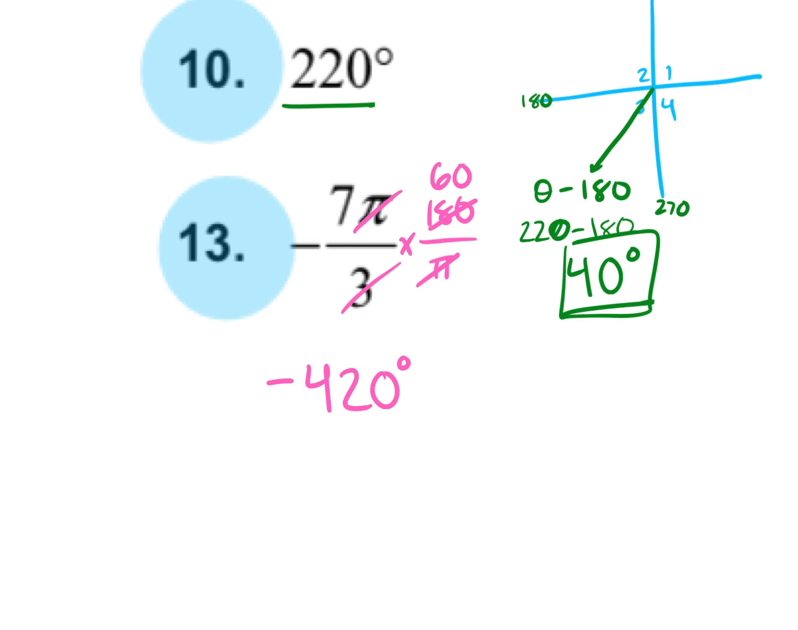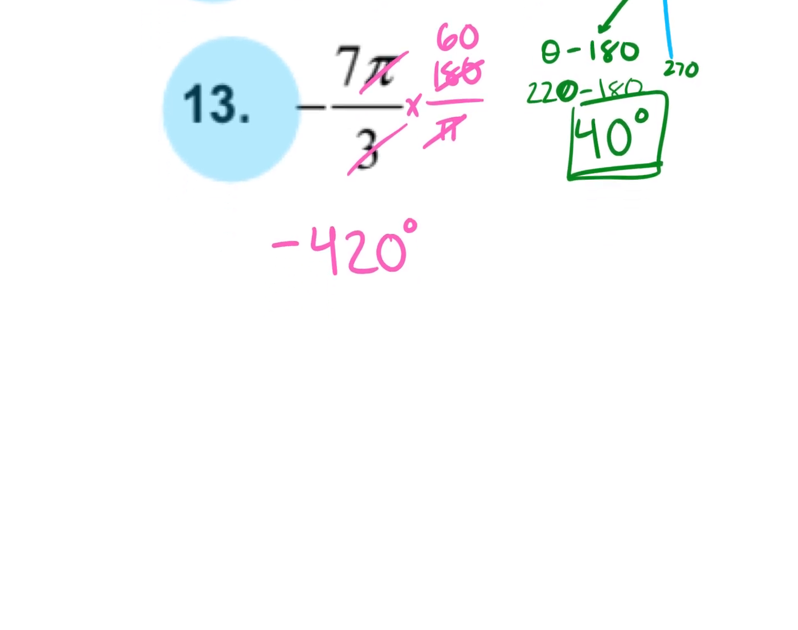Now we can't use our formulas if our angle is more than 360 or if it's negative. So let's find the positive version of this. What do we need to do to find the positive version? Add 360. When we add 360, what do we get? Negative 60. Again, it's negative. So what would we need to do? Add 360 again. So we get 300.